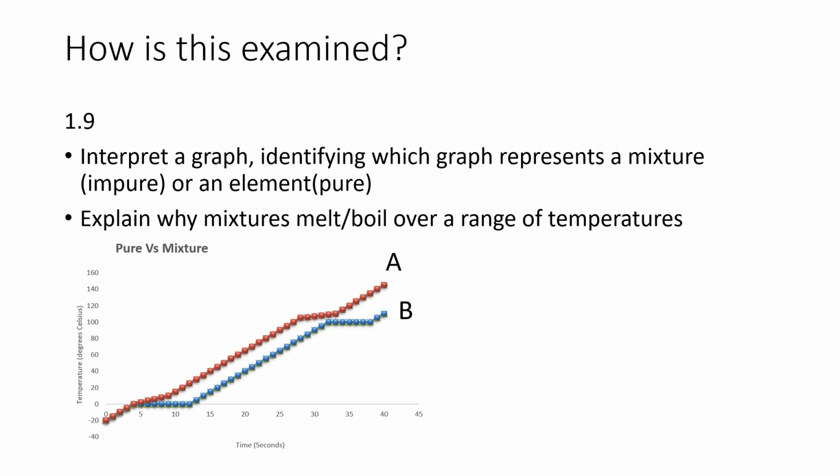You could also be asked to explain why the mixtures melt or boil over a range of temperatures. You would just explain that the different parts of the mixture have different melting and boiling points and therefore melt or boil at different times.